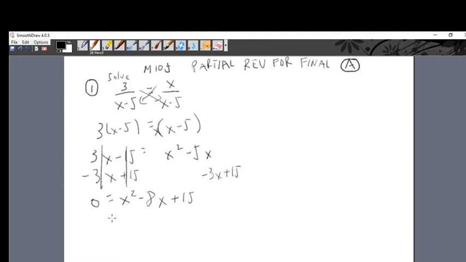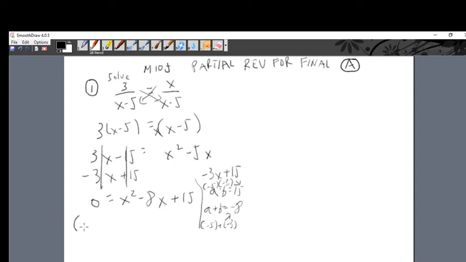Okay, so let's solve the riddle. What's the riddle? Two numbers, right? Here's my scrap paper. A times B is equal to 15, and the same A plus B is equal to the middle coefficient, negative 8. So what are the magic numbers? The magic numbers are negative 5 times negative 3 is equal to positive 15, and negative 5 plus negative 3 is equal to negative 8. Okay, so there's our magic numbers.